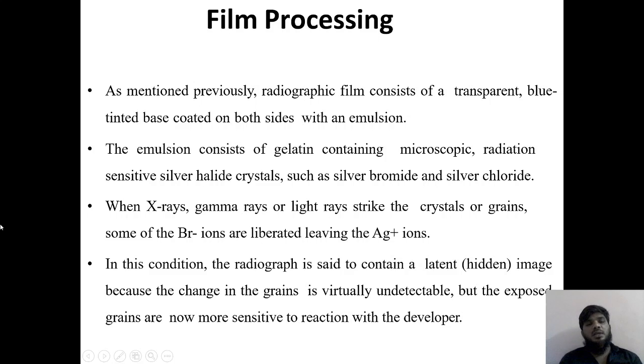Same thing happens here. When X-ray or gamma rays strike the crystals or grains present on the film, some of the bromine ions are liberated, leaving the silver, because we have already discussed that films are made using silver halide crystals. Silver halide means silver and a halogen. Here the halogens are chlorine, bromine, fluorine. Based on the type, silver bromides or silver chlorides are generally used, because fluorine is a highly reactive element.